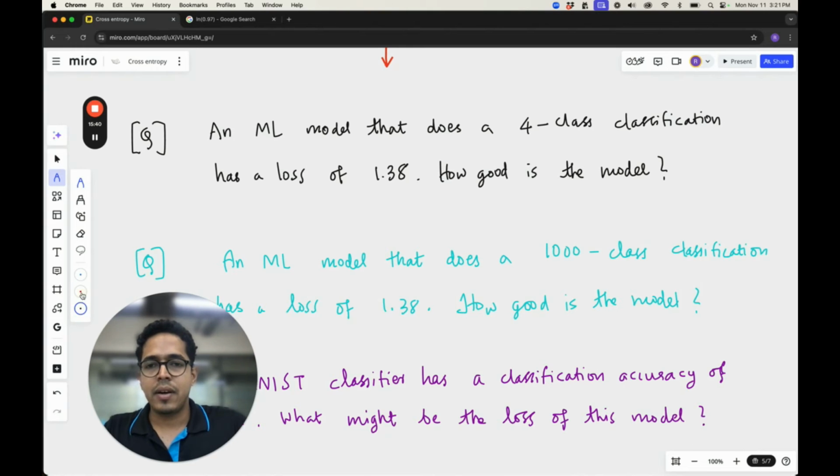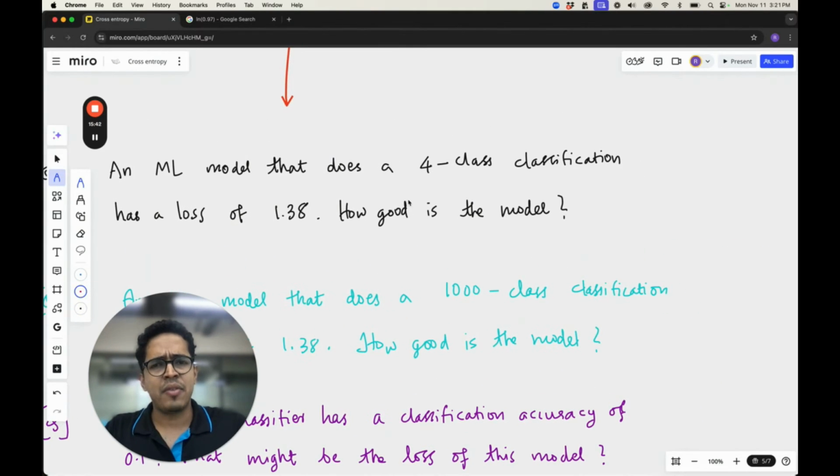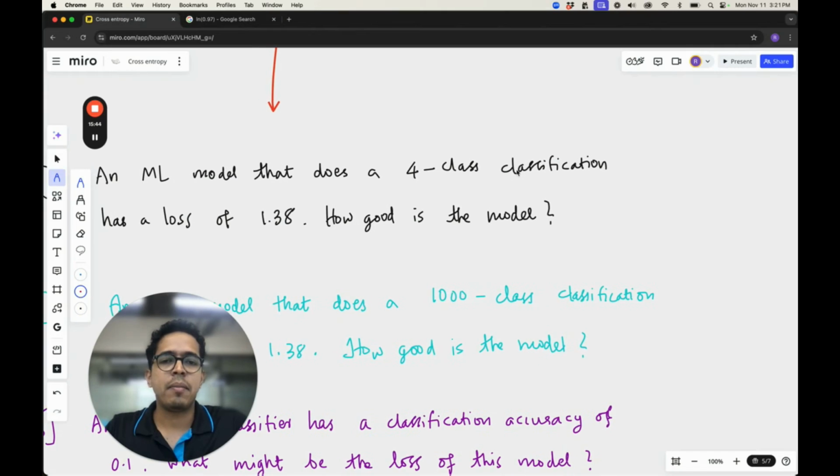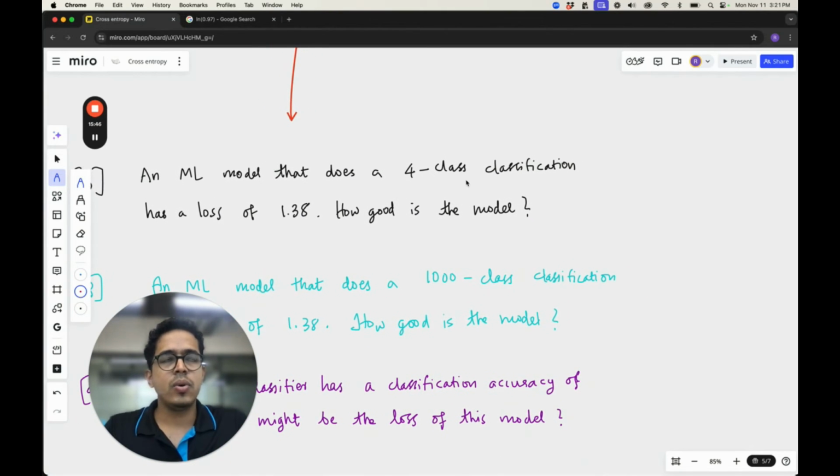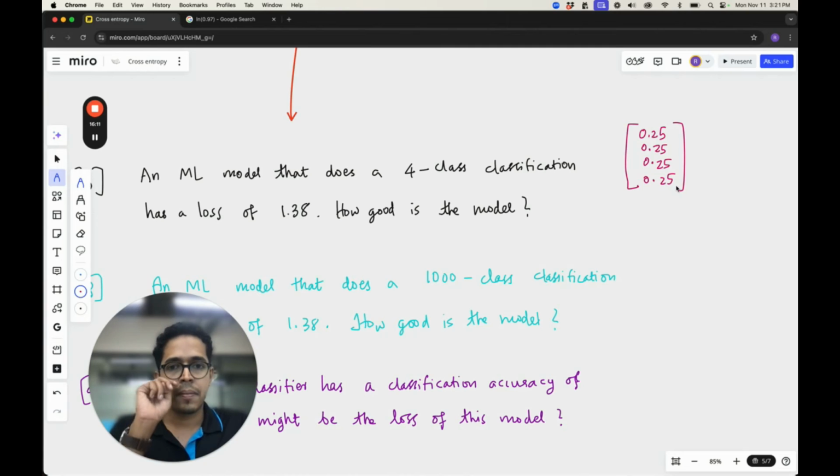If you have an ML model, let's say a very bad ML model, what will a very bad ML model do? It will do a random picking. It will randomly say that this is a cat, or this is a dog, or this is a lion or a tiger, which means the probability distribution for each category will be 0.25, right? Because there is equal chance that the model will pick cat or dog or lion or tiger. So it will be something very close to this if it is a very bad model.